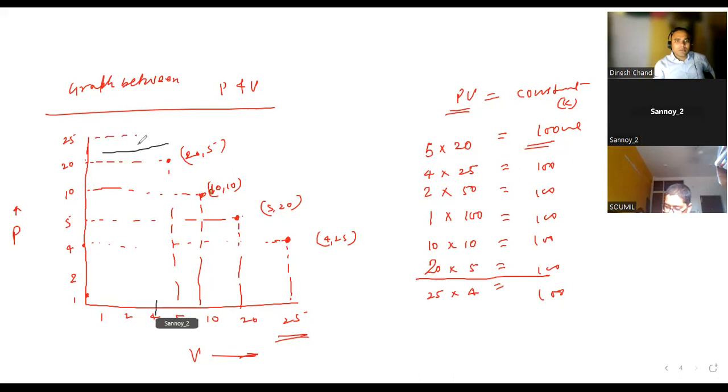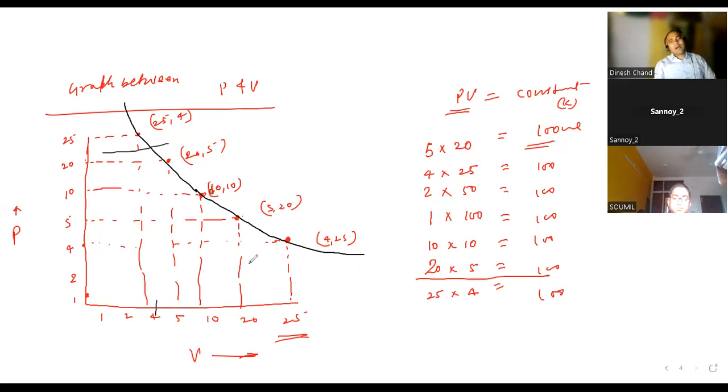25 and 4. So see the graph, you can see what the graph you are getting. What the graph you are going to get? This is the hyperbolic graph. Yes or no? Yes, sir.